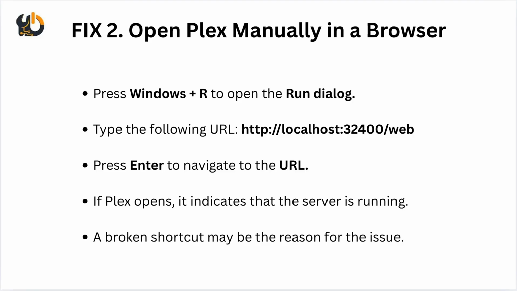Fix 2 is open Plex manually in a browser. Press Windows plus R to open the Run dialog. Type the following URL and press enter to navigate to the URL. If Plex opens, it indicates that the server is running. A broken shortcut may be the reason for the issue.